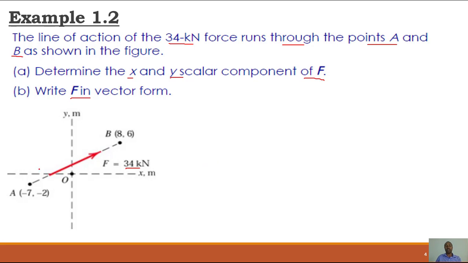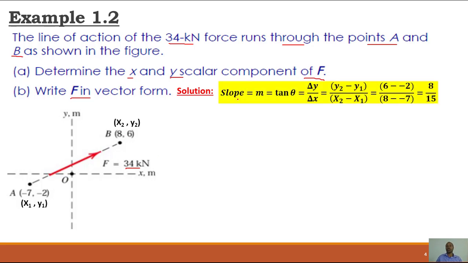So let us see. First, you have to designate these coordinates as x1, y1, and x2, y2. Let us see the solution. You have x1, y1 as (-7, -2), which is the initial point. Then the terminal point is x2, y2. Then you can find the slope, which is related to this angle. You can find the angle at this point, which is very important.